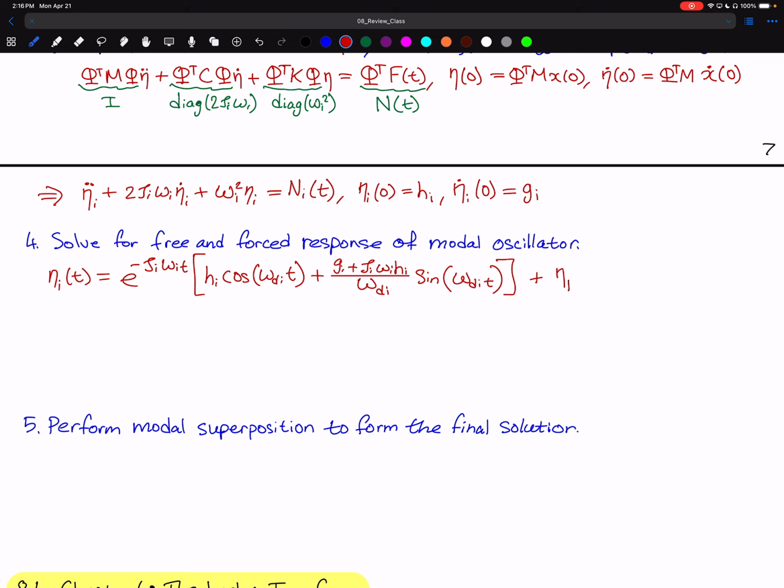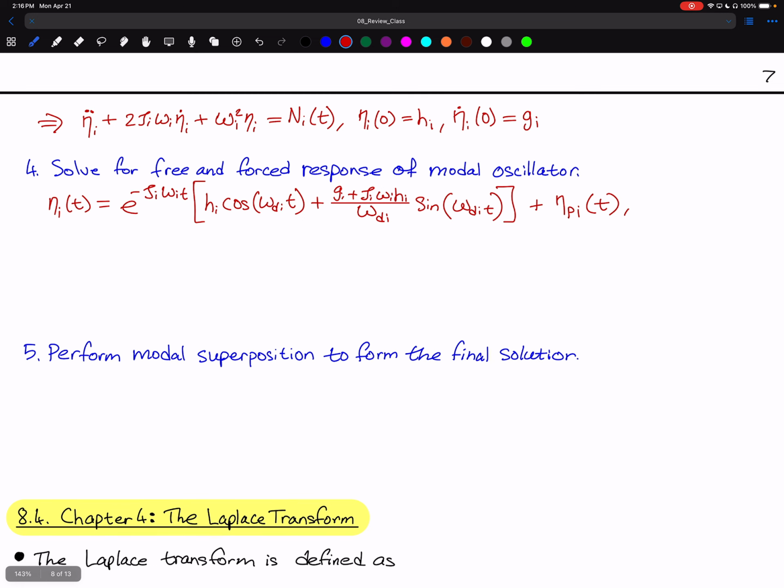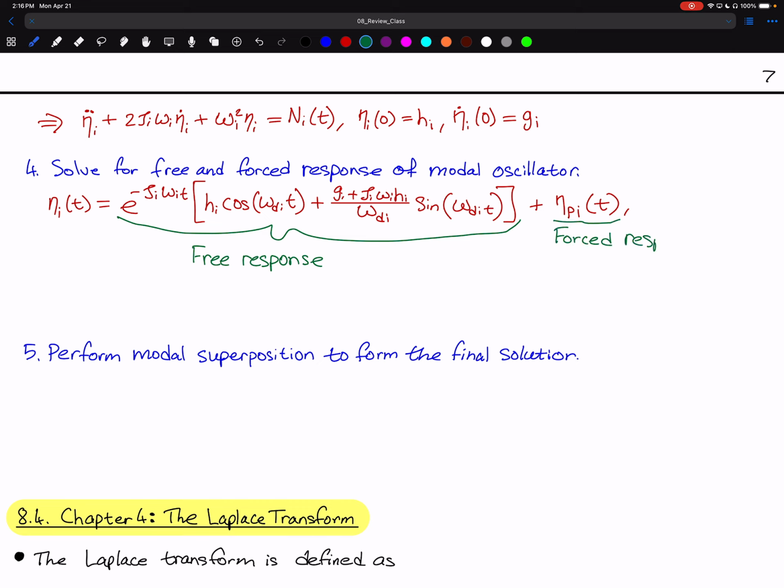some particular solution, eta sub p i of t, and that is going to depend on whatever forcing is applied to the system. So that is not something that we can write out as a generic, or we can write out a set formula for. It depends on the forcing. This first component here, that's our free response. And then the second portion, we can call that the forced response, or we could also call it a particular solution.